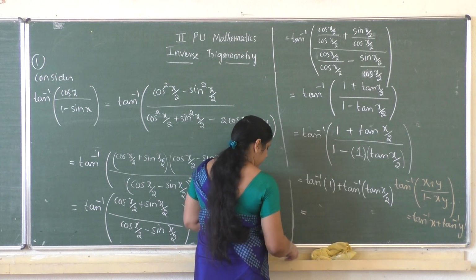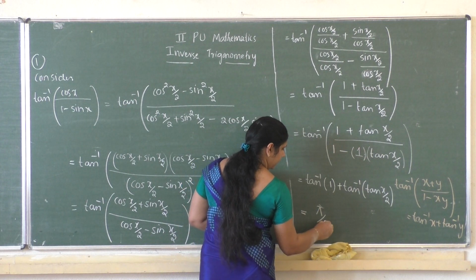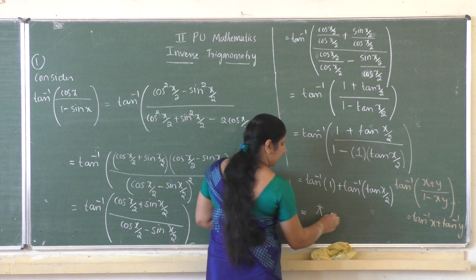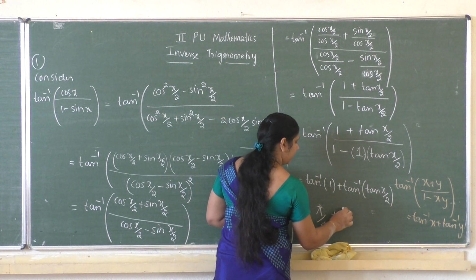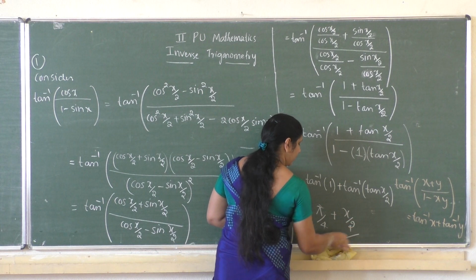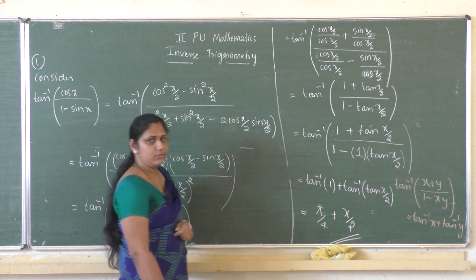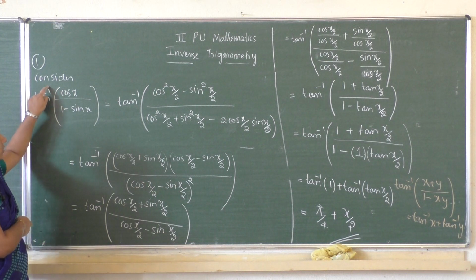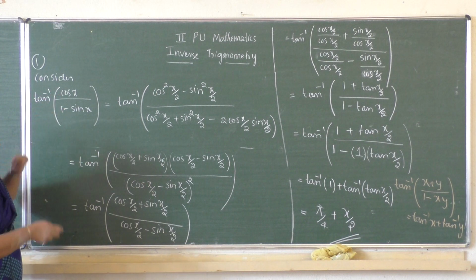Now what is the principal value of tan inverse 1? In the last classes we already did that. So it is pi by 4 plus tan inverse of tan x by 2, which will be x by 2. So this is the simplest form of the given question, that is tan inverse of cos x by 1 minus sin x.